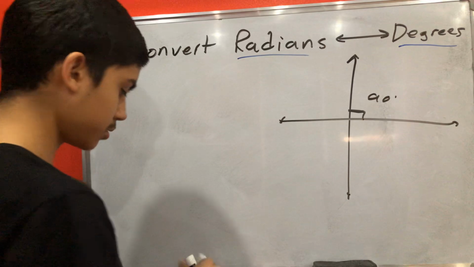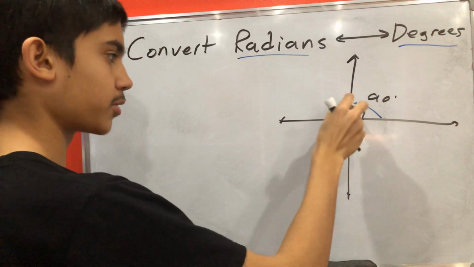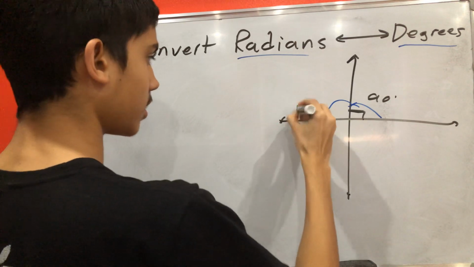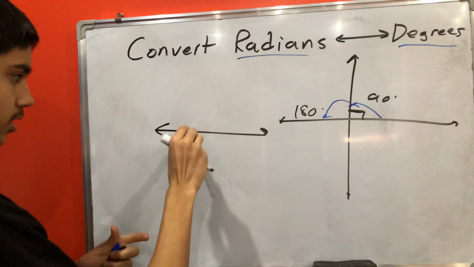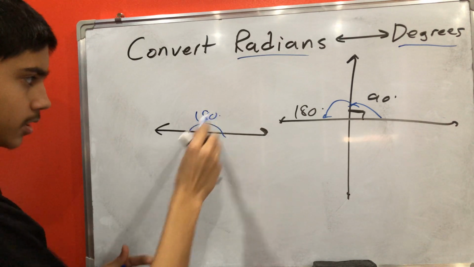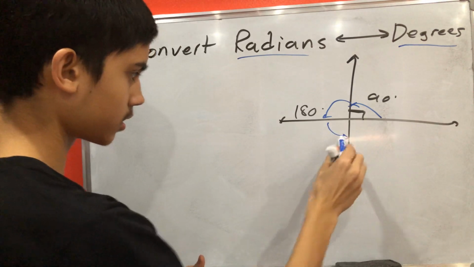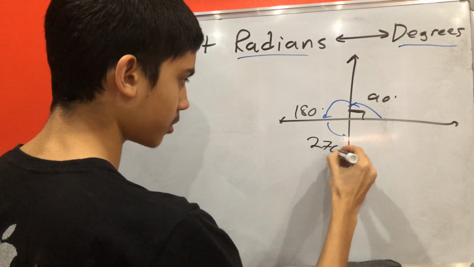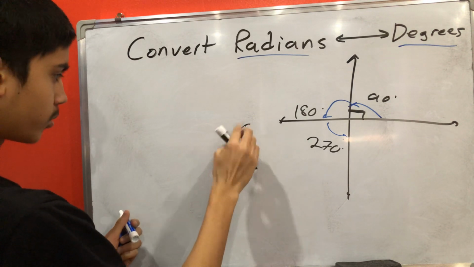Then let's use a different color. If you go this much, this is 90 degrees. If you go even more, that's 180 degrees, because a straight line is 180 degrees. And then if we go even more, you're adding 90 each time. You get 270.